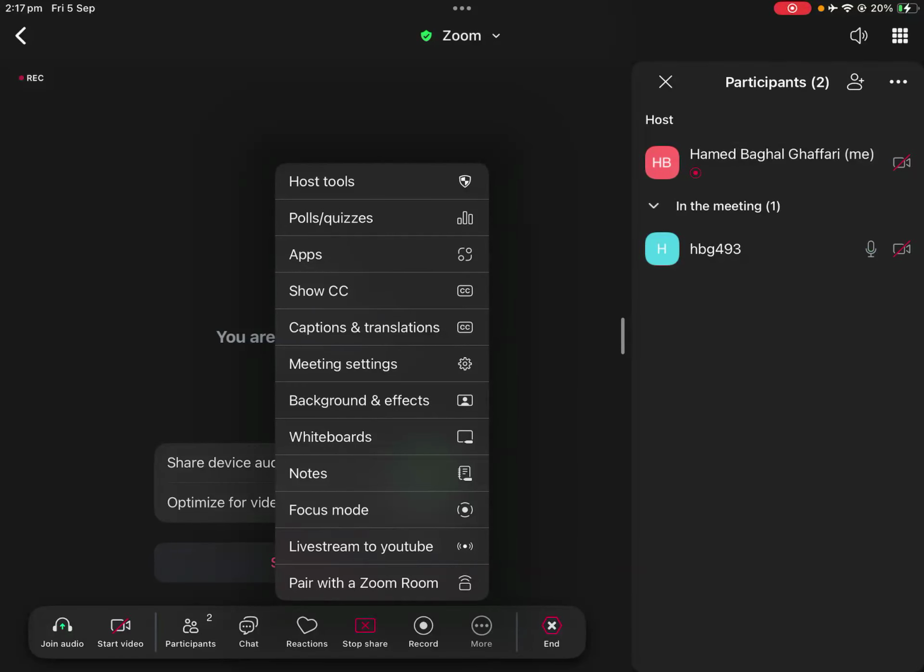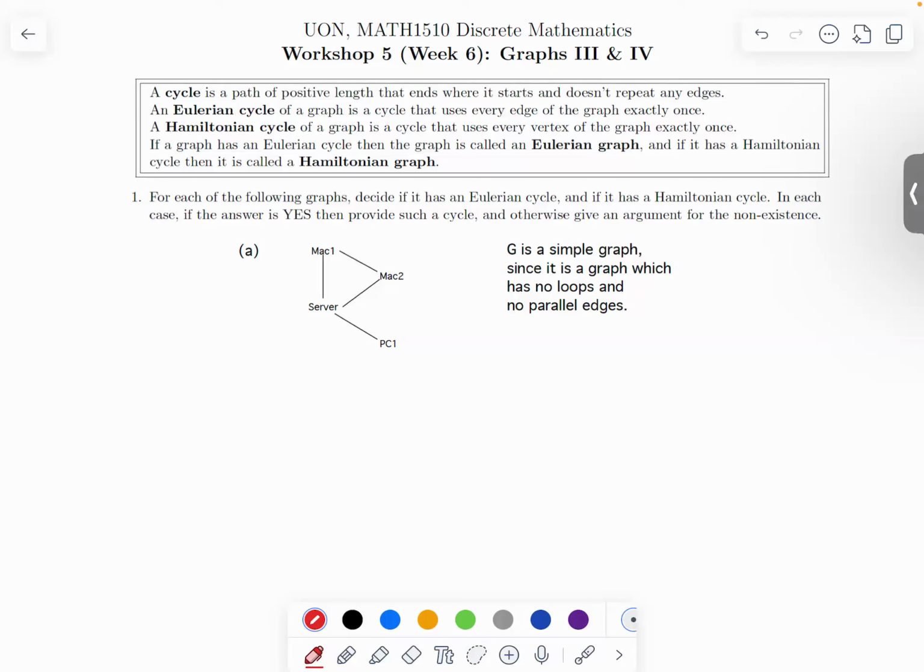Let's quickly do this week's workshop. You successfully participated in your workshop, so let's go through it deeply. The quiz of this week was very easy. It was just two questions. All right, so it is talking about the Eulerian cycle.